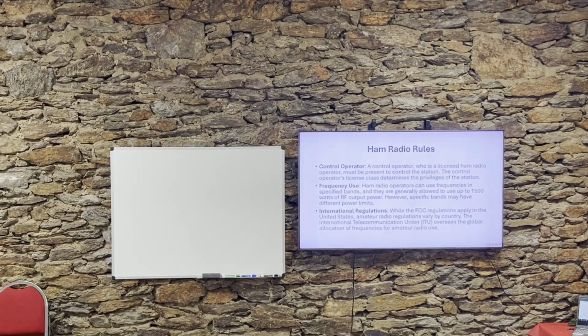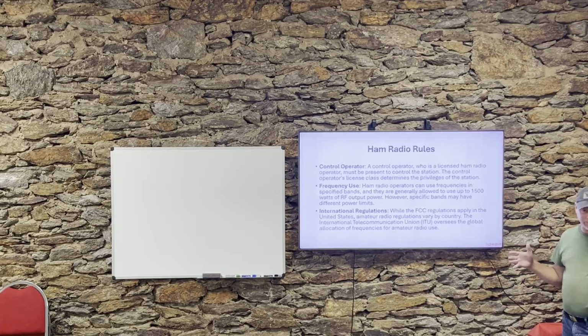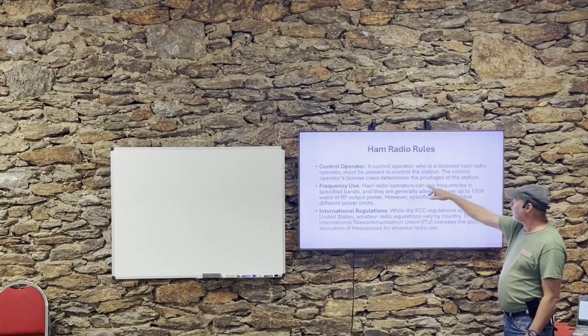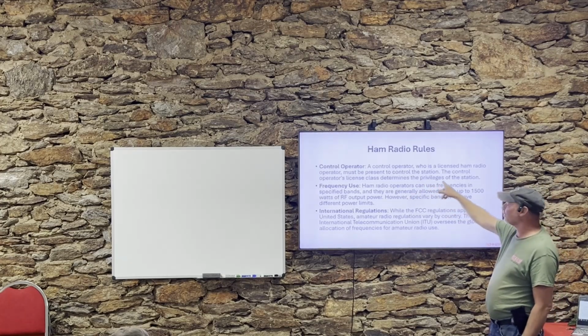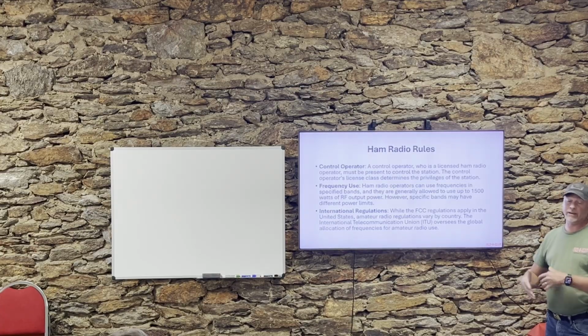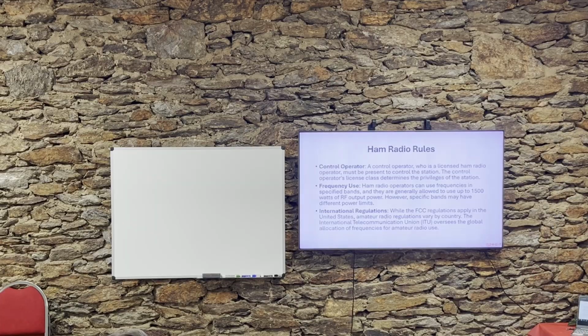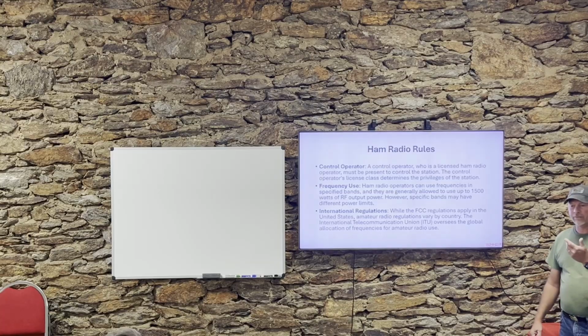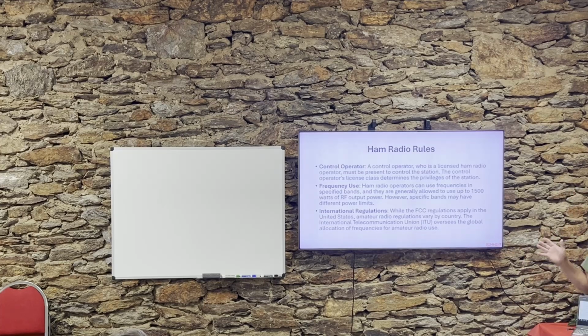All right, control operator, the different facets here. A control operator who is a licensed ham radio operator must be present to control the station. The control operator's license class determines the privileges of the station. So whether you're a technician or an extra, that license is what gives you the privilege of what you're doing. Now, what this means is a control operator must be present to control the station. You can't have a little base station at home and put on some kind of recording or automated thing to go on every minute and broadcast something, and then walk away. You've got to be present at your radio to operate it. If you're not there, then you can't be broadcasting anything automatically or remotely. You have to be present at the radio.